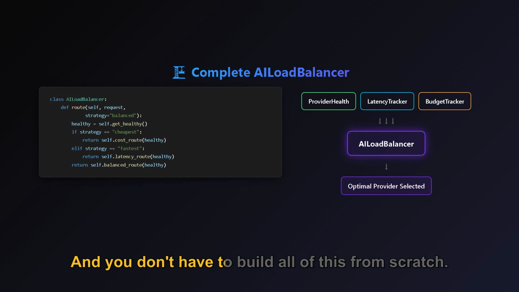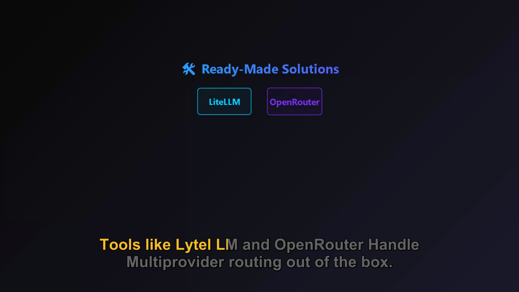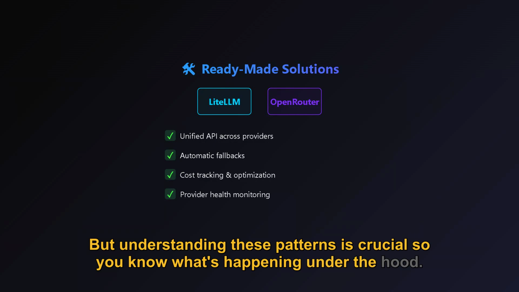And you don't have to build all of this from scratch. Tools like LiteLLM and OpenRouter handle multi-provider routing out of the box. But understanding these patterns is crucial so you know what's happening under the hood.